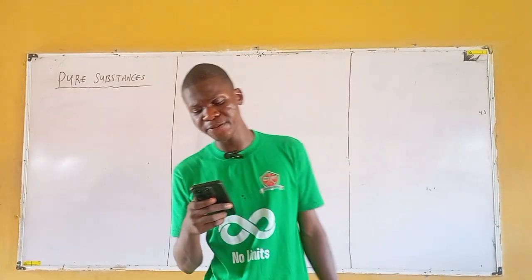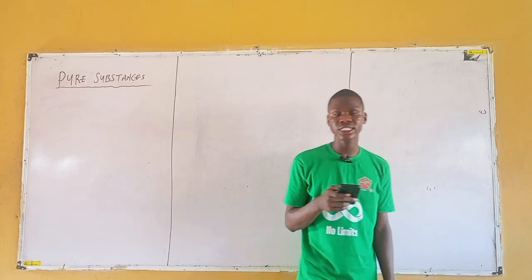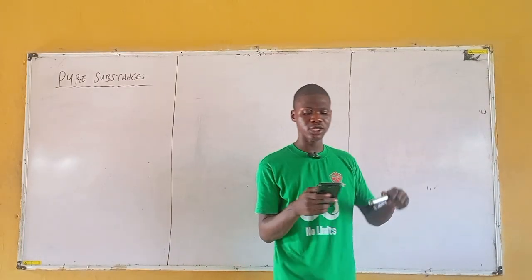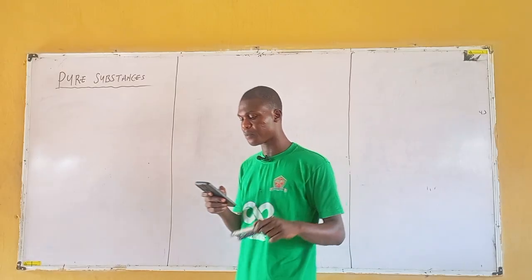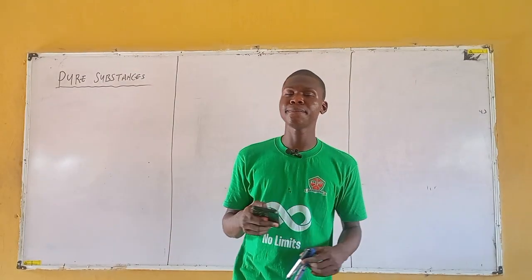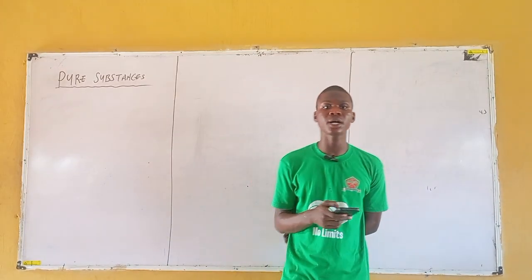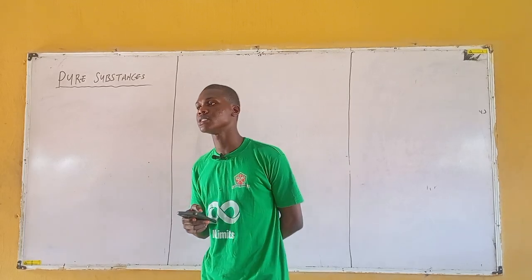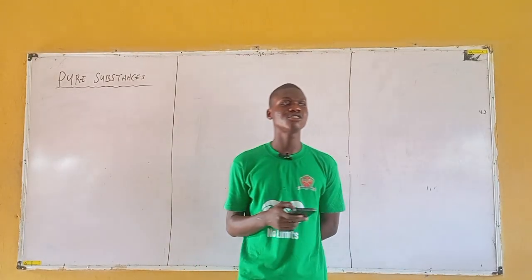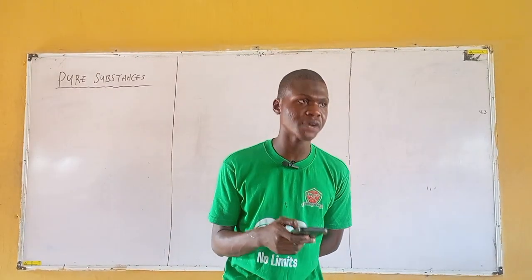The question says that a rigid vessel with a volume of 0.15 meter cube contains an equilibrium mixture of liquid water vapor at a pressure of 5 bar. The mass of the mixture is 0.85 kg. Determine the following. Number 1, the dryness fraction of the mixture. Number 2, the mass of the liquid water present in the mixture.